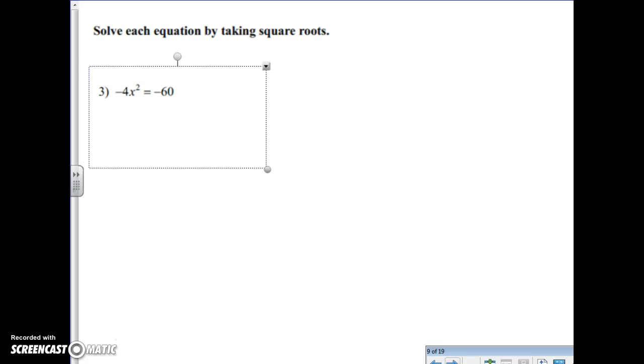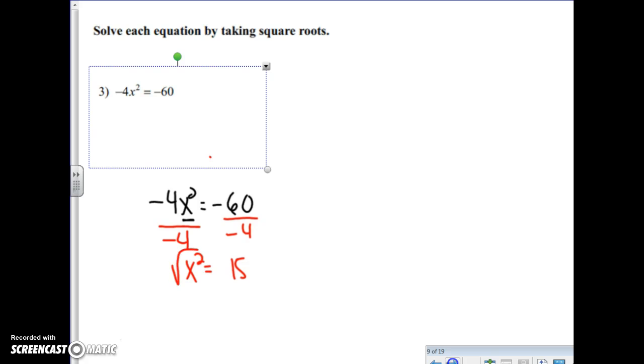In this case, do I have x squared by itself? No, I need to get x squared by itself. So what do I need to do? I need to get rid of the negative 4, so I'm going to divide both sides by negative 4. When I do that, I get x squared equals 15. Then I'm just going to square root both sides, and I get plus or minus square root of 15. 15 breaks down to be two prime numbers, 3 and 5, so that would be my final answer.